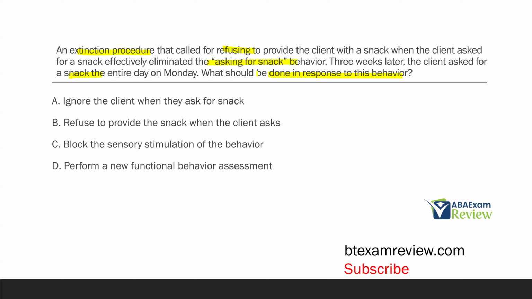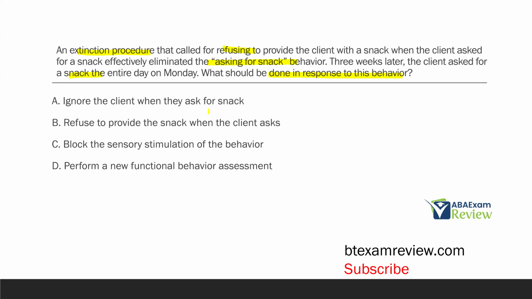If you witness spontaneous recovery, you want to go back to the previous extinction procedure that was effective in the first place. And we know that was refusing to provide the snack when the client asked. So B is going to be our response to the behavior. We already know B was effective at extinction. We already have this planned. As soon as the spontaneous recovery occurs, we put it right back on extinction, and we can expect the behavior to decrease relatively quickly.